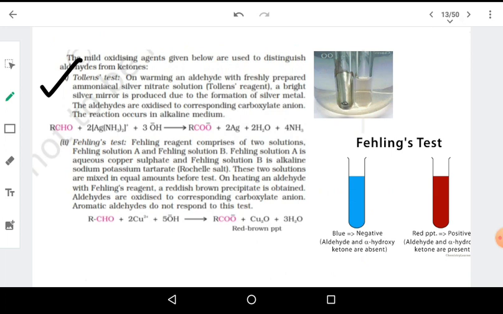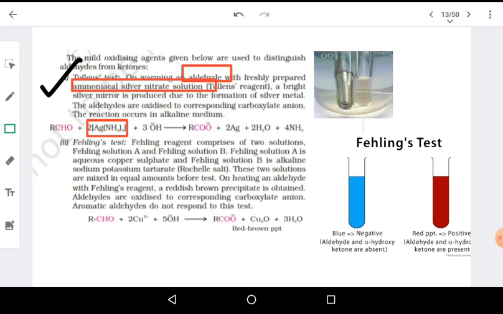Okay, Tollens' test means we are treating an aldehyde. Remember that we are treating an aldehyde with freshly prepared ammoniacal silver nitrate solution. Ammoniacal silver nitrate solution means [Ag(NH3)2]+. This is the formula of ammoniacal silver nitrate solution, that is known as Tollens' reagent.